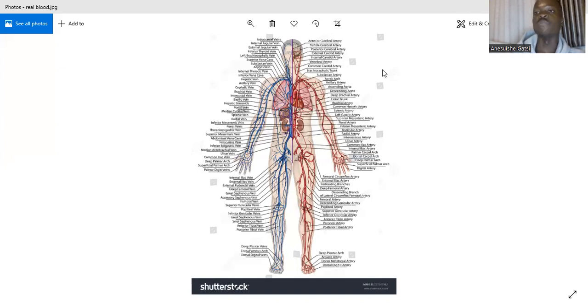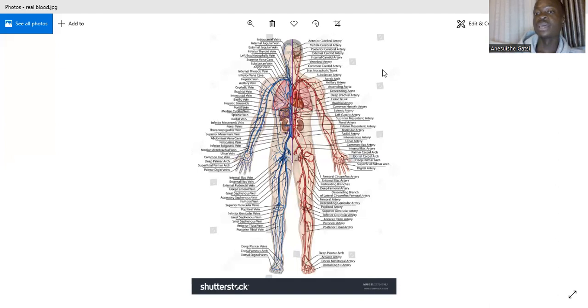It also gives blood supply to the upper two-thirds of the trachea and to the upper third of the esophagus, the inferior thyroid artery, which is coming from the thyrocervical trunk. Then you have the transverse cervical artery. Then you also have the suprascapular artery.